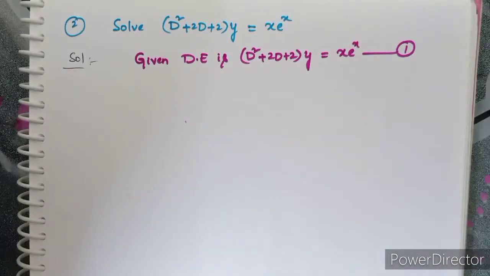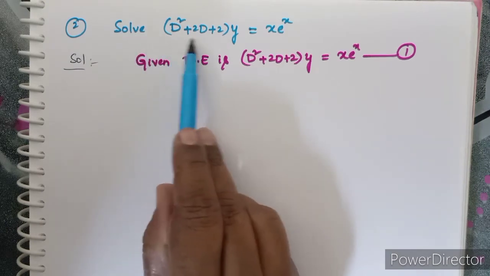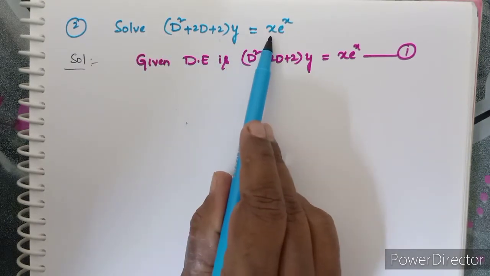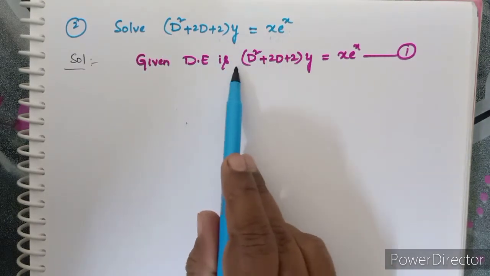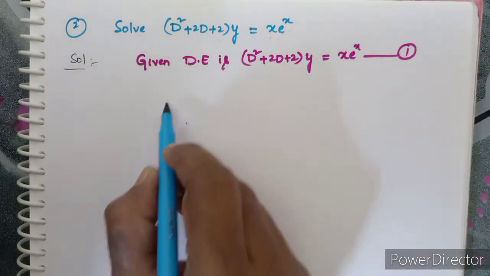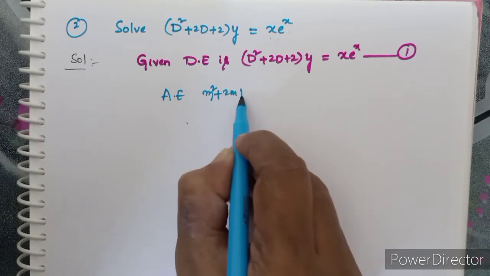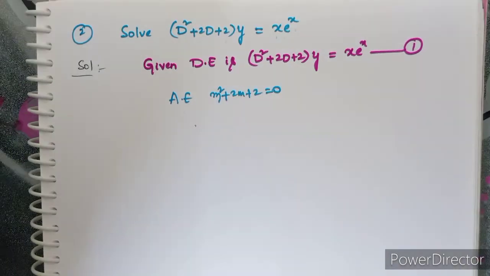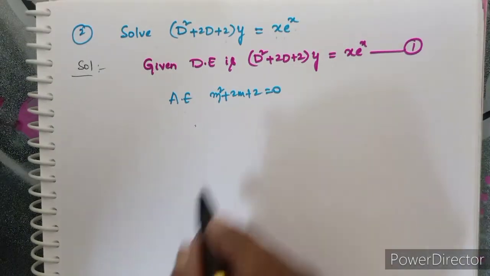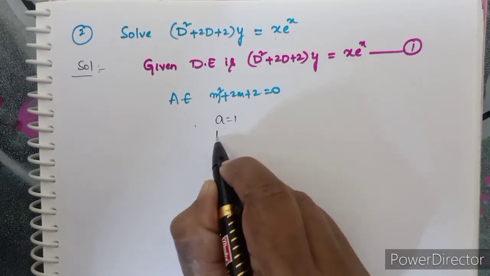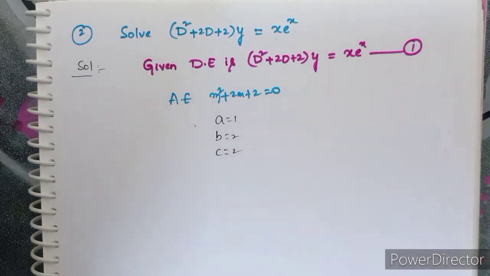Now we shall see one more problem. Solve (D square plus 2D plus 2) y is equal to x e^x. This is the given differential equation. The auxiliary equation is m square plus 2m plus 2 equal to 0. This is a quadratic equation in m, where a is equal to 1, b is equal to 2 and c is equal to 2.